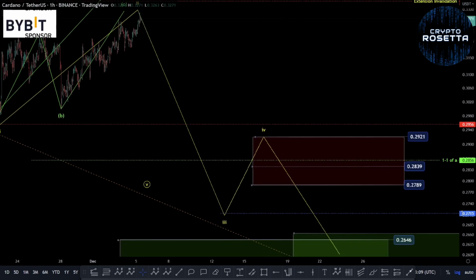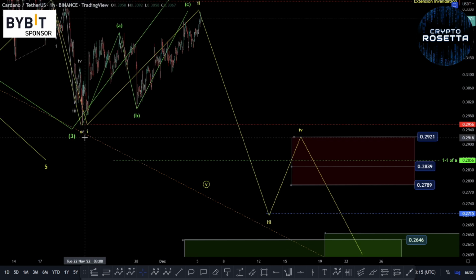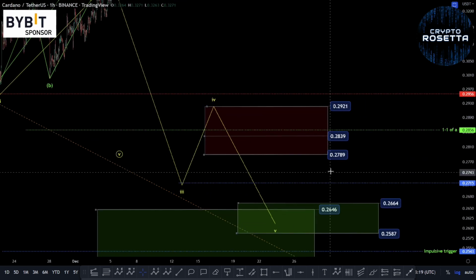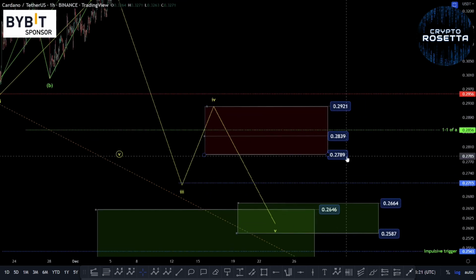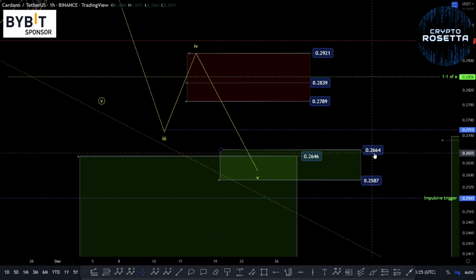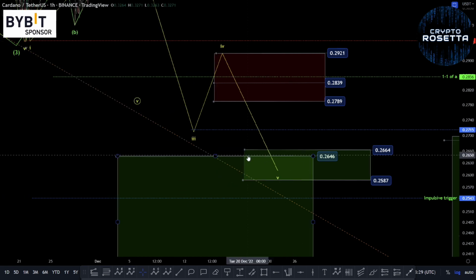but then further confirmation would come by crossing 0.2715, which would then make this an impulsive move off of here, a 1, 2, 3. We would look to bounce up into this zone here of 0.2921 to 0.2789 before a final drop down into this zone here of 0.2664 to 0.2587.